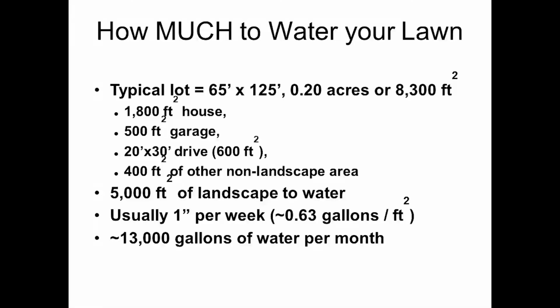Okay, our 5,000 square foot yard. If we're looking at about 1 inch of rainfall a week to water that lawn, that's about 0.6 gallons of water per square foot. That's roughly 3,000 gallons of water per week, 13,000 gallons of water that your grass is going to need to grow efficiently per month.